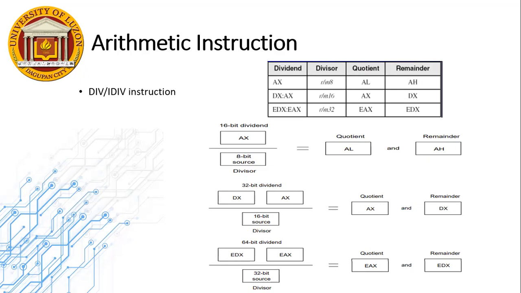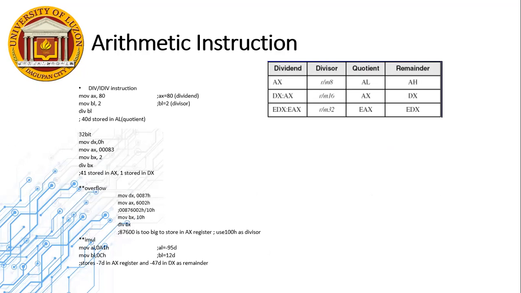So for 32-bit, we will be using the 32-bit registers, DX and AX, and you will be using a 16-bit divisor as a source, and the quotient and remainder will be stored in AX and DX. Same thing for 64-bit. We will be using the registers EDX and EAX, and a 32-bit divisor, and the quotient will be stored in a 64-bit register as well. So to understand it better, this is an example I prepared.